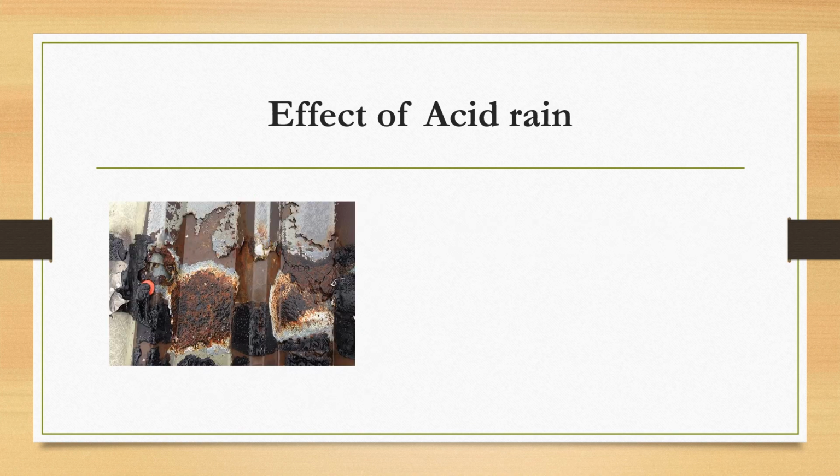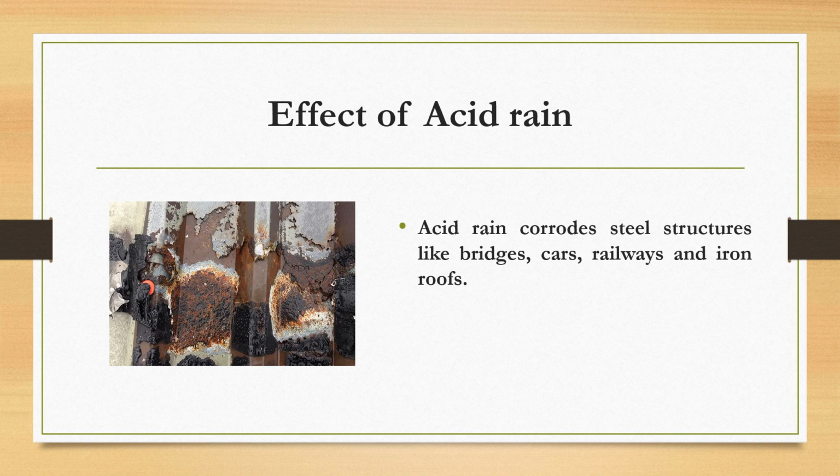The picture illustrates another effect of acid rain. Identify this effect. Acid rain corrodes steel structures like bridges, cars, railways, and iron roofs.